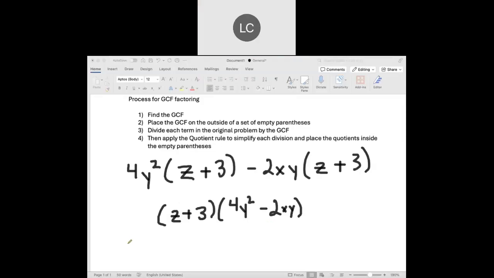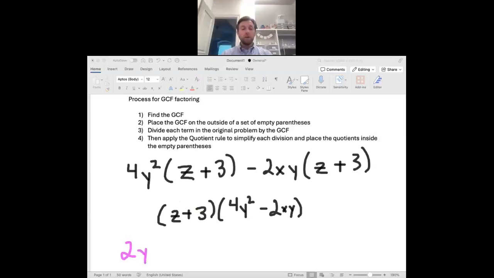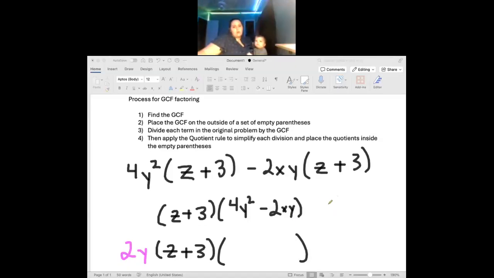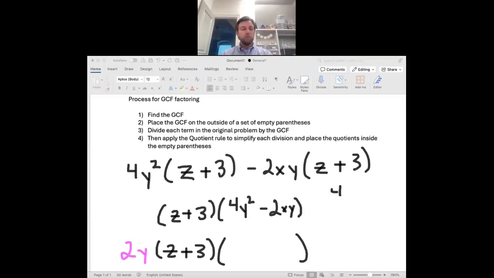2y. And we're going to bring that all the way to the front. We're going to leave the z plus 3 alone, because remember, there was nothing we could take out of that. But when we take a 2y out of here, what do we have left? You've got to come over to your scratch sheet of paper. 2x. Close. Remember, 2y minus x. Yeah, that's exactly it.